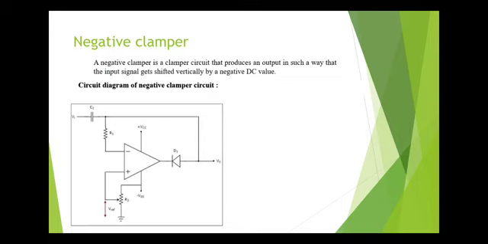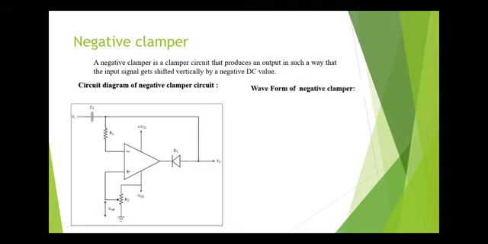This circuit produces an output which is a combination of sinusoidal voltage signal Vi and a reference voltage V reference. That means the clamper circuit produces an output in such a way that the sinusoidal voltage signal Vi gets shifted vertically downward by the value of reference voltage V reference.